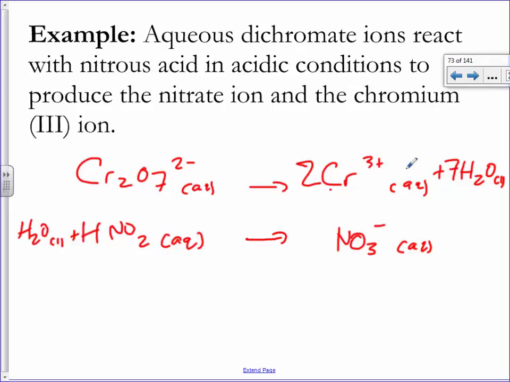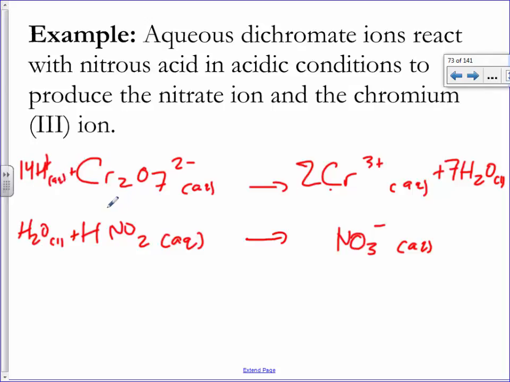So really, if we need to, we can add hydrogens to both sides and make it an acidic solution to make the hydrogens balance. Because hopefully you'll see right here, there's a whole bunch of hydrogens right here, and we need to find a way to balance that. So to do that, I'm going to throw 14 hydrogens over here on that side.